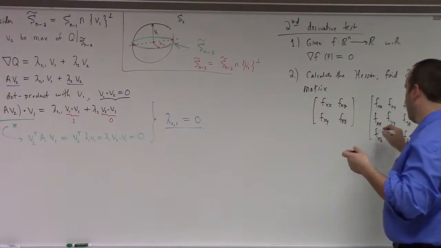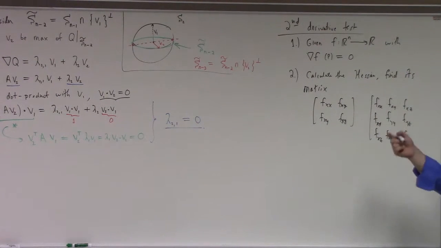But by Clairaut's theorem, they're equal, which is why this is symmetric. So more generally, the Hessian, the ijth component is just partial i, partial j of f. No parentheses needed, the ijth component.